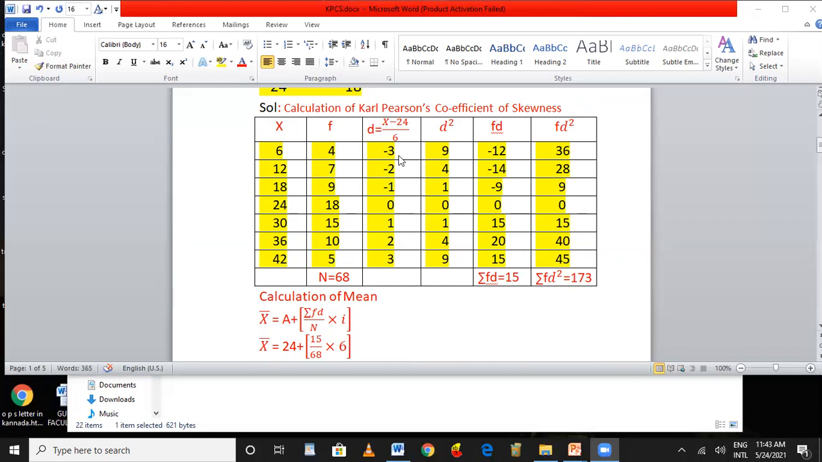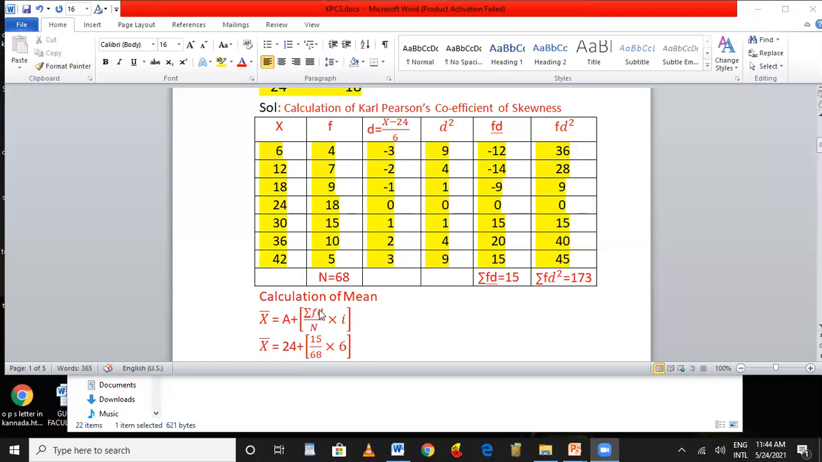Then FD: 4 into minus 3, it comes to minus 12. 7 into minus 2, minus 14. 9 into minus 1, minus 9. 18 into 0, 0. 15 into 1, 15. 10 into 2, 20. 5 into 3, 15. So this is about the FD. Total of the FD: minus 12 minus 14 is minus 26, minus 26 minus 9, minus 35. Then 15 plus 20 plus 15 is 50, and 50 minus 35 is 15. 15 is the sigma FD.